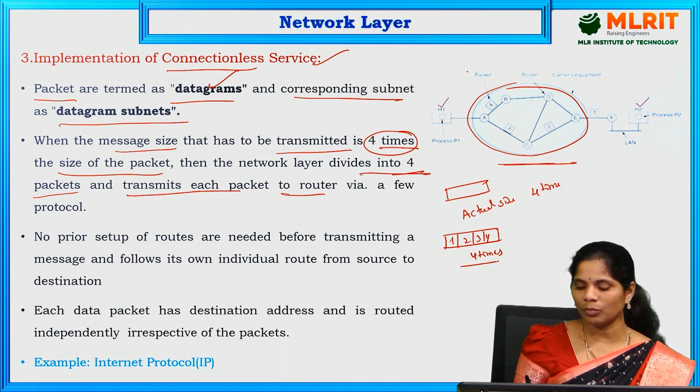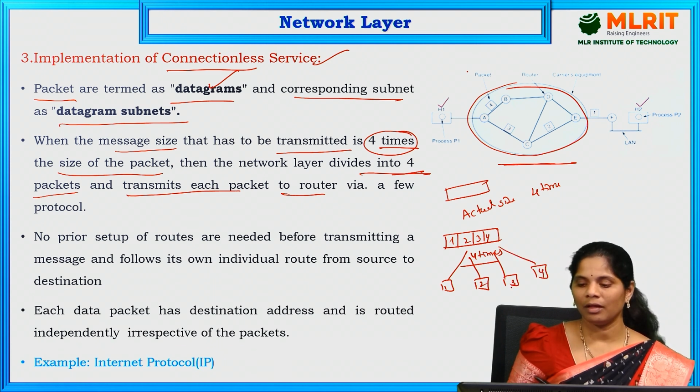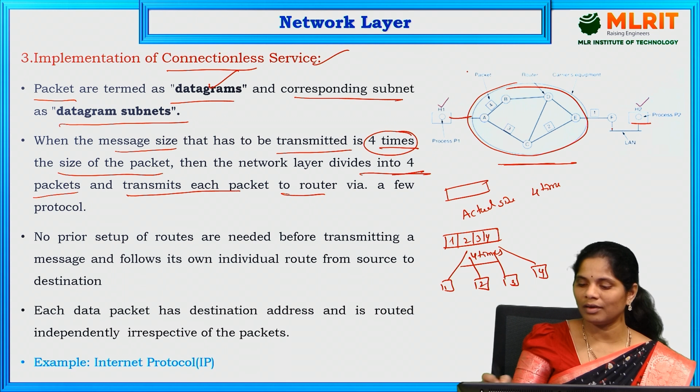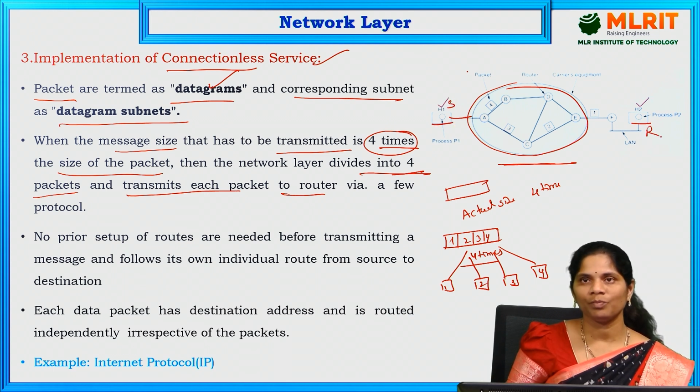That's why it is going to be divided into 1, 2, 3, 4. Individually we are dividing the packets. This can be sent. This is the host, the sender side; this one is the sender, this one is the receiver. Process 1 and process 2.